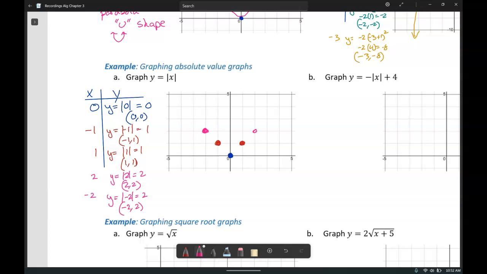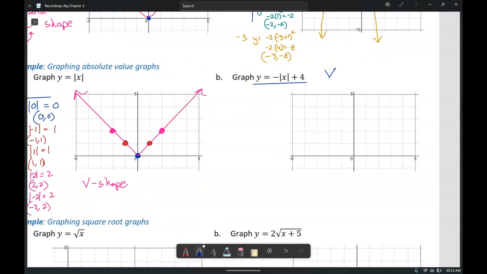We see here, the main difference between the quadratic and the absolute value graph is that we don't have a curve. This continues in a straight line. So we have a straight line graph in this V shape. So we see that our absolute value graphs have this V shape. And again, all absolute value graphs will have this shape, just in different orientations and positions on the coordinate grid. So let's go ahead and look at what we call a transformed version of our absolute value.